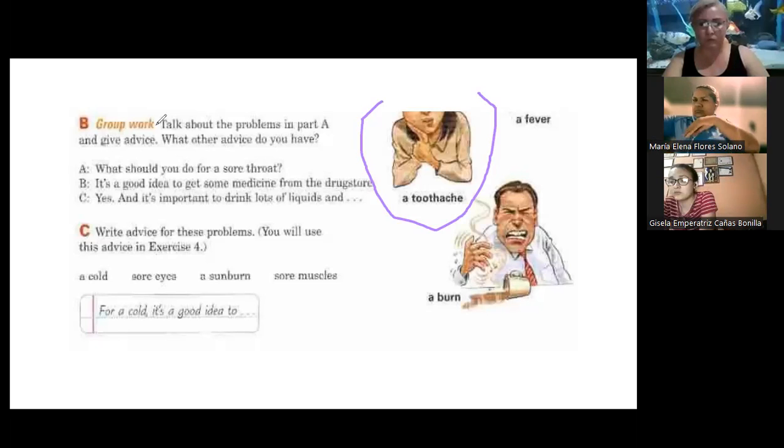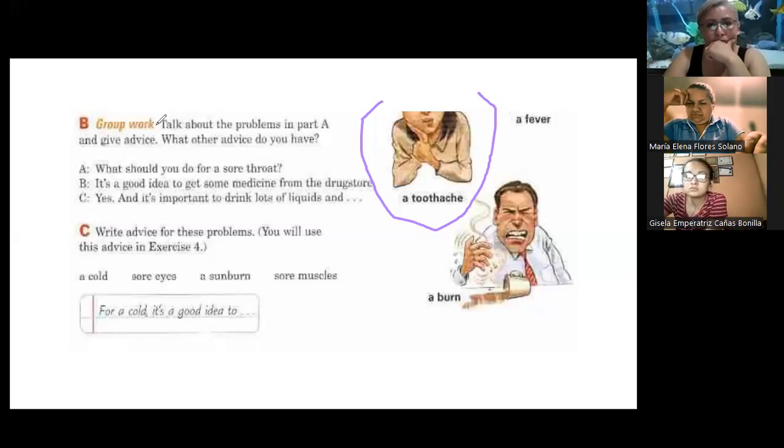And she needs to go to the dentist. Mm-hmm. Okay, that is the most valuable answer. And if there is any other possibility, what could it be? What other remedy could be great for you? Another remedy for a toothache?